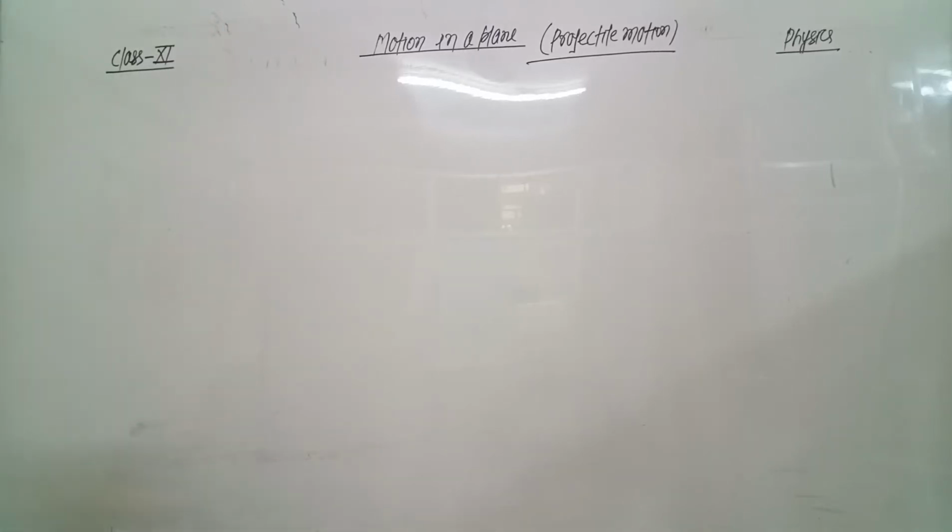We proceed with the chapter Motion in a Plane, in which we were discussing the topic projectile motion. Now we discuss projectile fired parallel to horizontal.